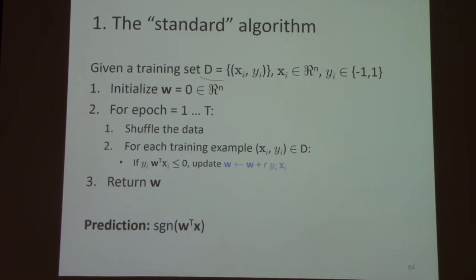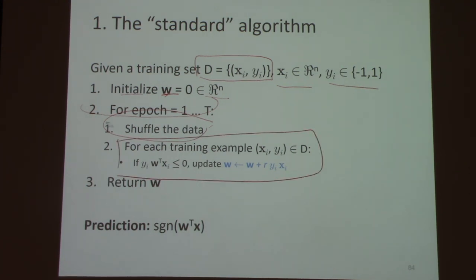You're given a training set, and there is only this training set. You don't have the luxury of asking for more examples. All examples are n-dimensional vectors, and the labels are minus 1 and 1. In the standard algorithm, you initialize the weights to 0, and you have multiple epochs. In each epoch, you first shuffle the data, and then you run the perceptron updates over the training set.